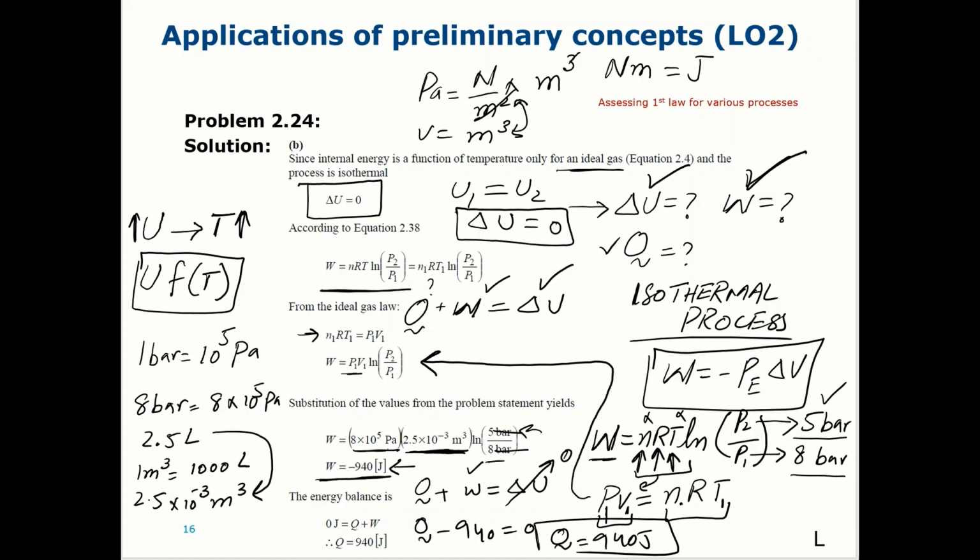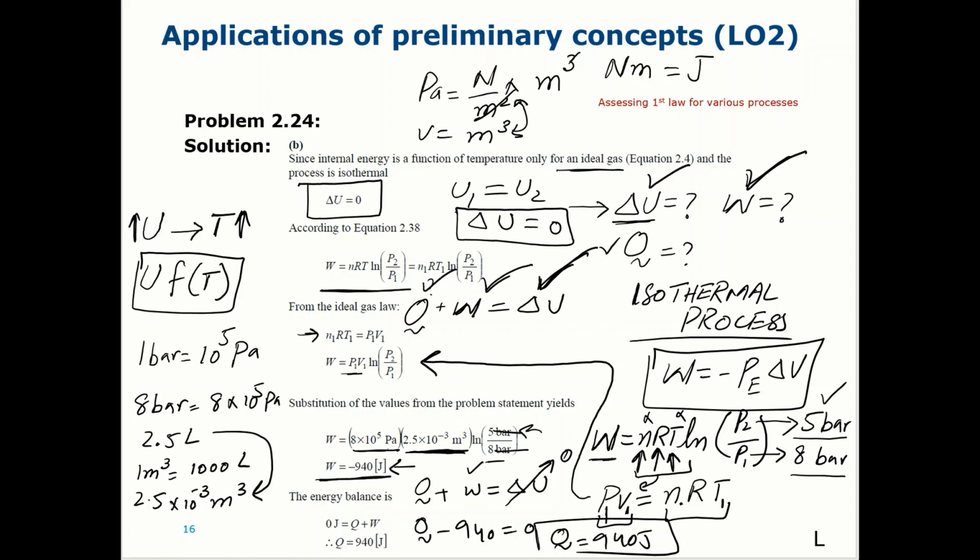So in this case, you have calculated all 3 terms, delta U, W, and Q. Delta U is 0 because internal energy is a strong function of temperature. And if temperature is constant, which is the case with isothermal process, internal energy is not changing. And if internal energy is not changing, that means delta U is 0.